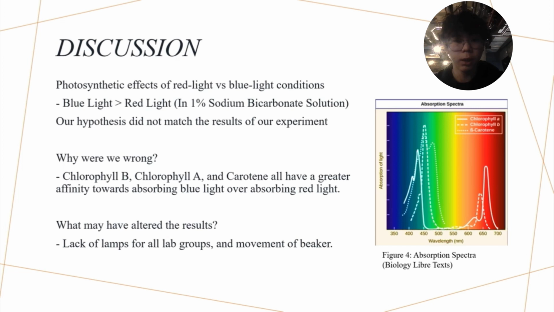Our biggest source of error was likely due to the lack of lamps available in the lab. Since each experiment required a lamp, groups were forced to share the same amount of light space amongst each other. This may have caused an unequal amount of light for each experimental beaker. Our group was also forced to move our beakers mid-experiment to allow other lab groups to share the light space. The movement of the beaker may have affected the results of each experiment.